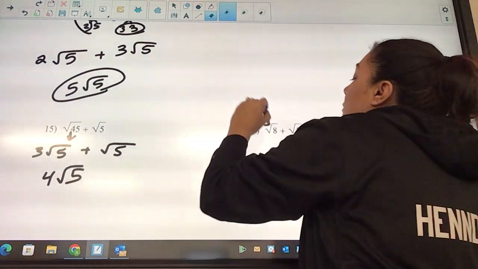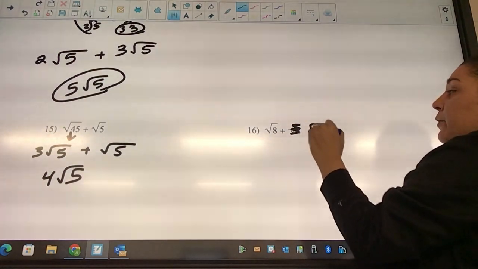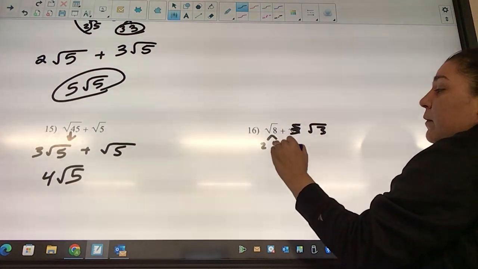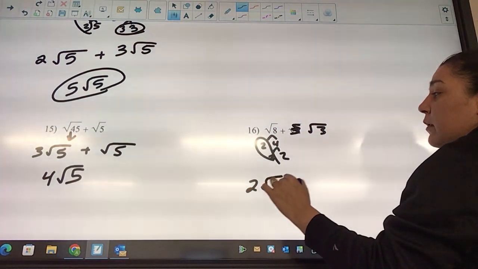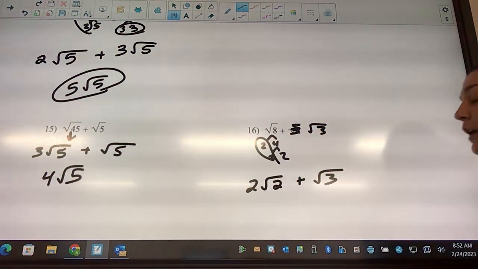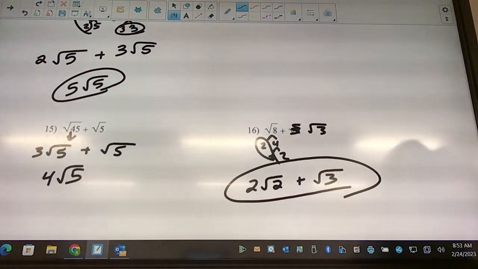The same happens with this, okay? If this is a 3, and I'm going to pretend that it's the square root of 3, this can be simplified to 4, 2, 2. So this radical is going to become 2 square root of 2 plus the square root of 3. Are our insides the same? No. This is your answer then. You cannot simplify it any further.